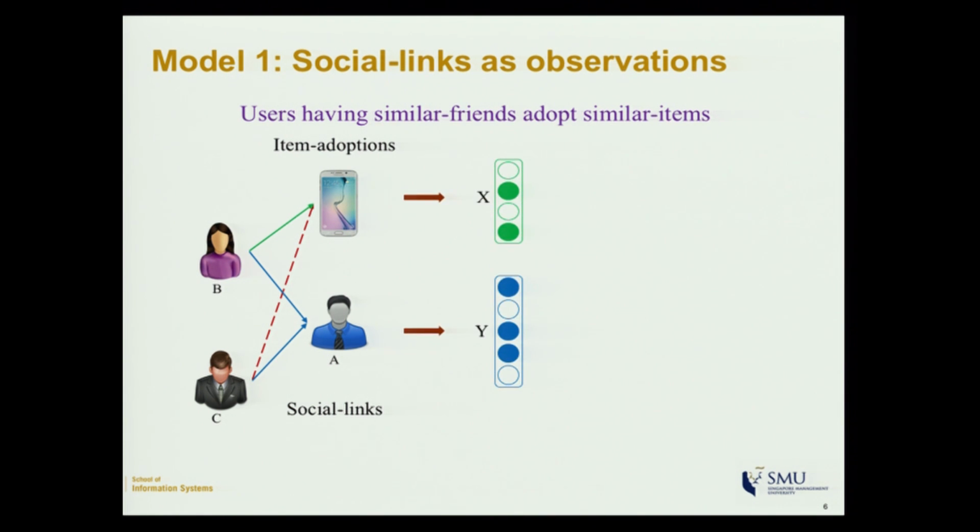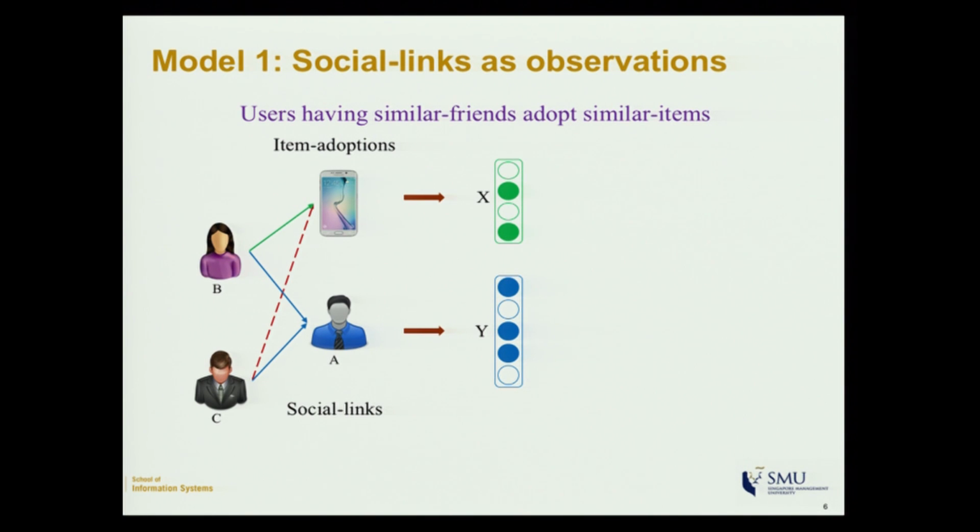At first, on the item adoption side, we produce the binary vector X. And from the social connections, we have another binary vector Y. For each unit that is activated from the item side, the activated node determines whether or not the user adopts that item. It's similar on the social network side: if the user has a connection with another user, we activate that unit.